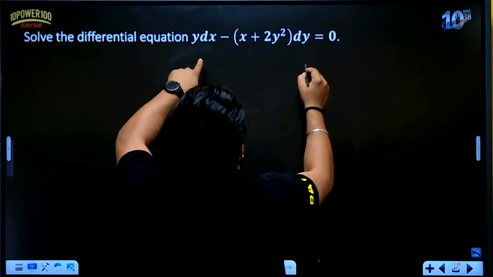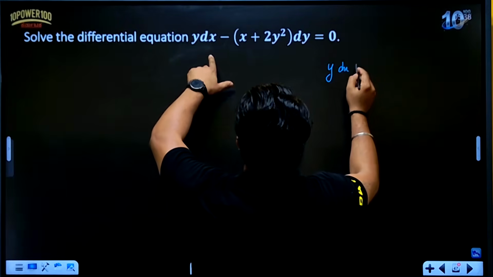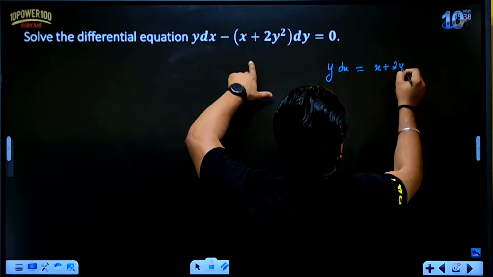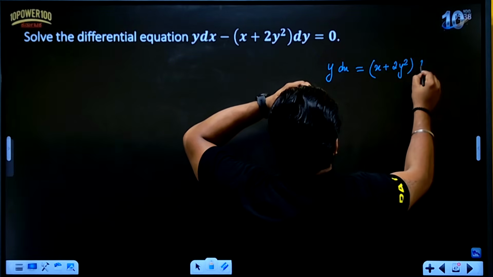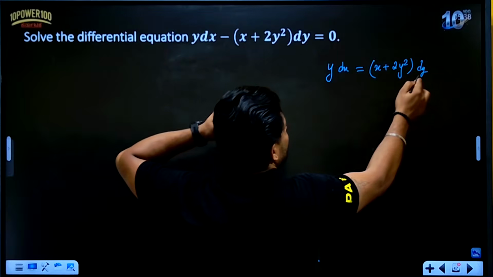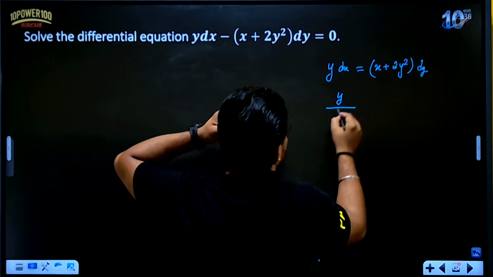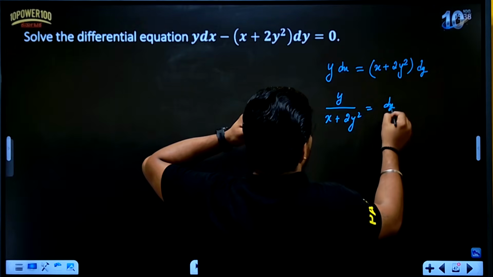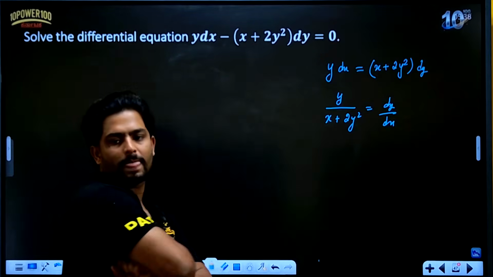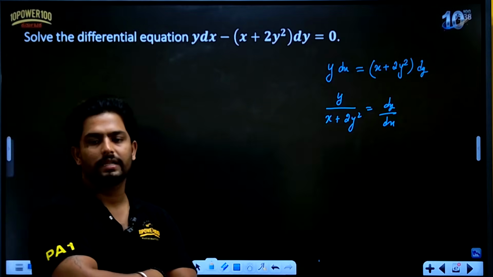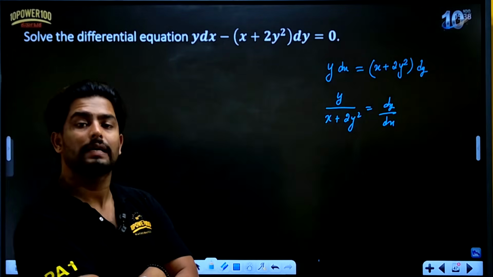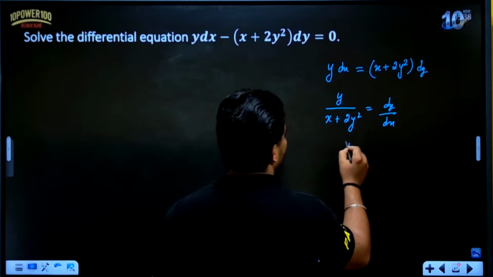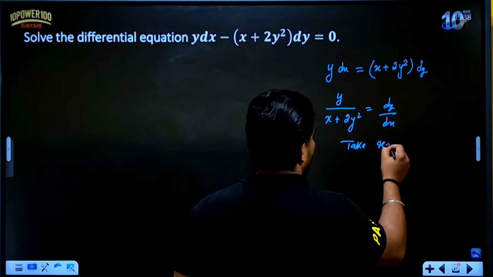Let's solve it. y dx is equal to x plus 2y square into dy. Now let's take this dx here. So we get y divided by x plus 2y square is equal to dy by dx. See, we got it in this way. If we get it this way, it's a problem. If we get it this way, we cannot do further because we cannot split the denominator with respect to the numerator. So what should we do? Take the reciprocal.